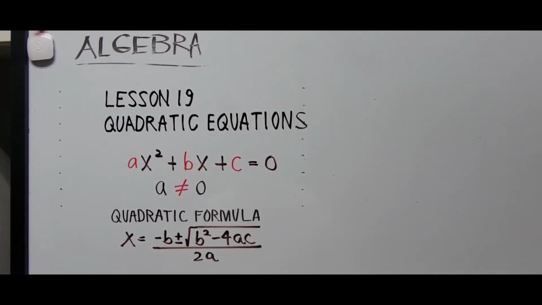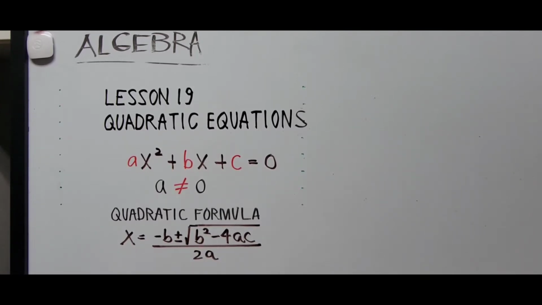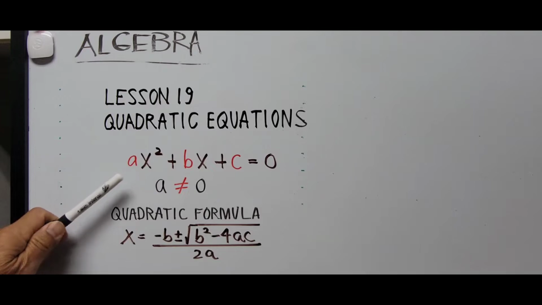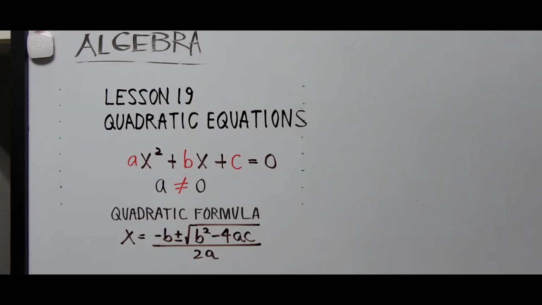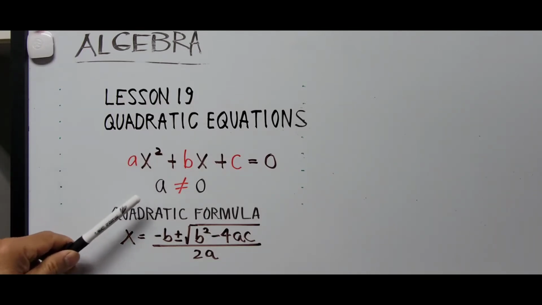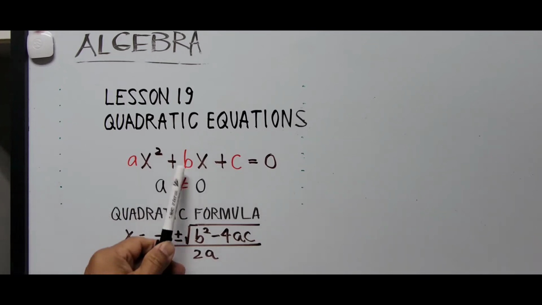Okay. So in this lesson, you'll learn how to solve quadratic equations by factoring and by the use of the quadratic formula. And what is a quadratic equation? It is a quadratic expression where the highest degree of the polynomial expression is of degree 2, and the expression is in the form of this one right here, ax squared plus bx plus c is equal to 0. And a cannot be 0, but b and c can either be 0.